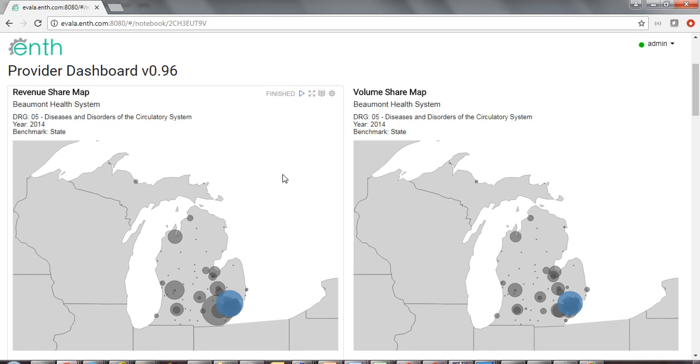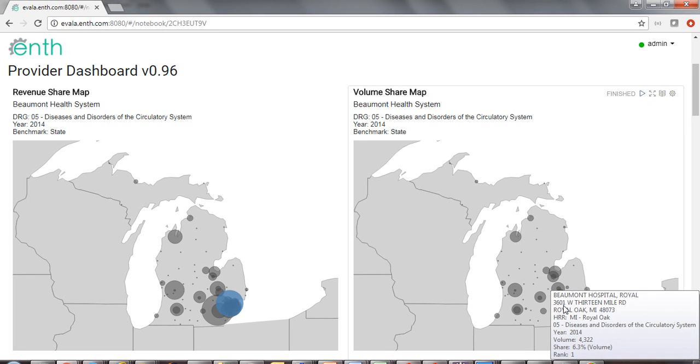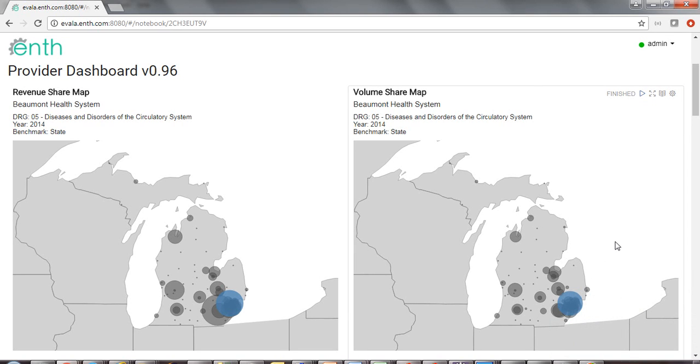So this map is based on revenue. This map is based on numbers of procedures or patients. So again, we can go take a look at Beaumont, and in this case, Beaumont is ranked number 1 with a volume of 4,322 patients that they saw in 2014. So these 2 maps give us an idea of pricing power. It gives us an idea of where some of these providers are within the market, how big they are, what their presence is, and the competitive landscape within the state of Michigan.